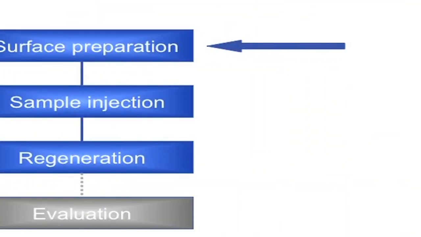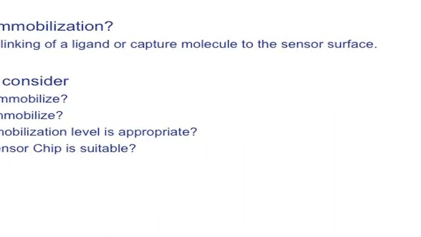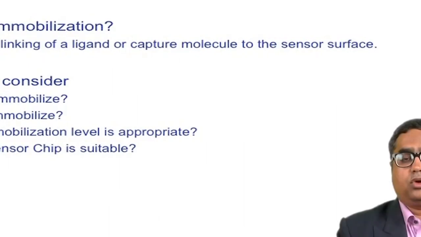The various steps that are involved in a Biacore assay are surface preparation, sample injection, regeneration and evaluation. So, we will start with the surface preparation. Surface preparation is nothing but immobilization, and the immobilization generally is done in two ways. One is covalent linking and the other is a capture method. So, when we try to go for an immobilization, the very important points that we need to consider are what to immobilize, how to immobilize, what is the appropriate level and what is the right sensor chip that is required.